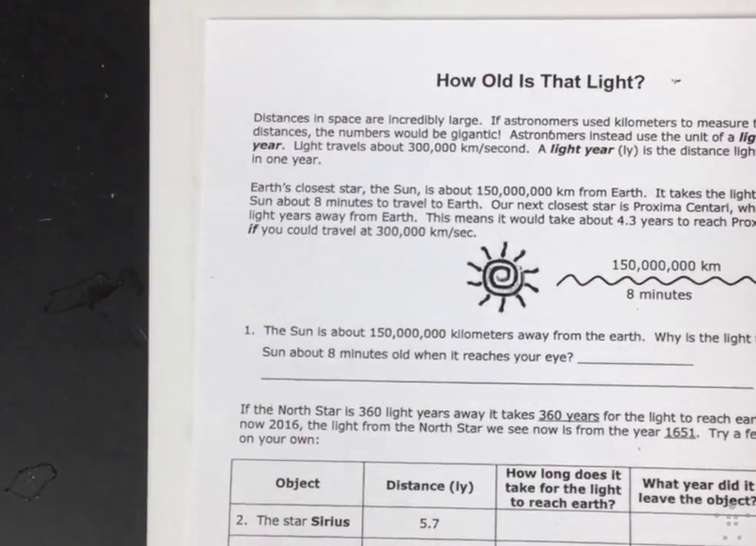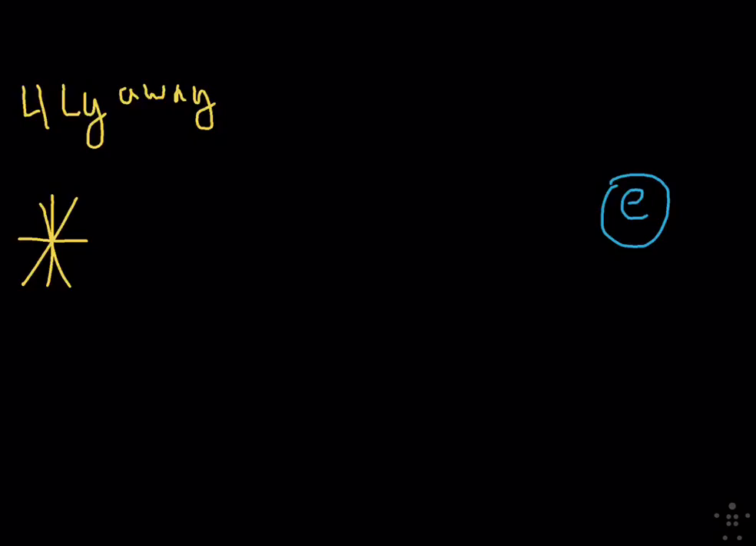Okay, so this lesson is on light years. This activity is called How Old Is That Light? And the reason it's called that is I want to show you a model of why we use a light year in outer space. This little model I've just drawn: the E is planet Earth, and that little yellow star is a star that's about 4 light years away.